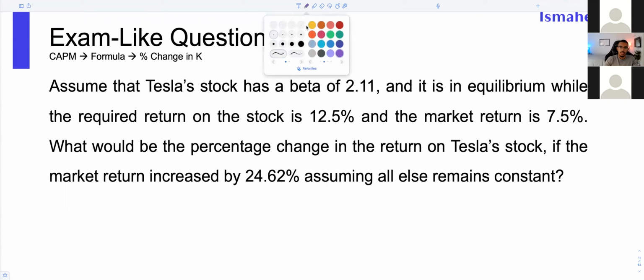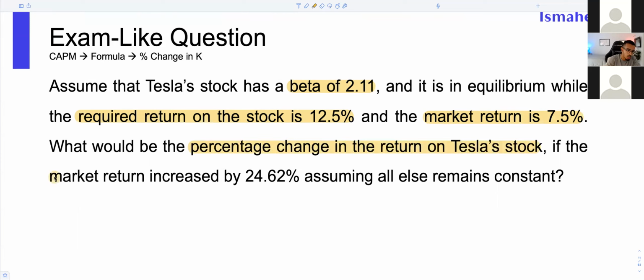So let's highlight stuff. Assume that Tesla stock has a beta of 2.11. Okay. And it is in equilibrium, while the required rate of return on the stock is 12.5%. All right. And the market return is 7.5%. Okay. What would be the percentage change in the return on Tesla stock? So we're looking for the percentage change in the return of Tesla stock if the market return increased by 24.62%. Okay. 24.62%. And let's assume that all things remain constant.